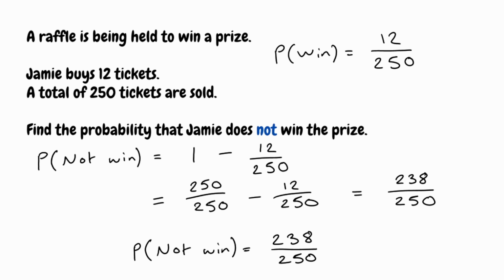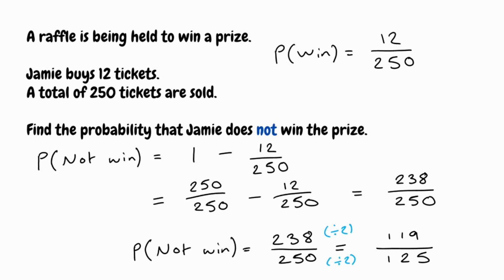We can simplify this fraction though. We can divide the numerator and denominator both by 2. So if we do 238 divided by 2, that's going to give us 119. And then 250 divided by 2 would give us 125. And that would be our answer to this question.